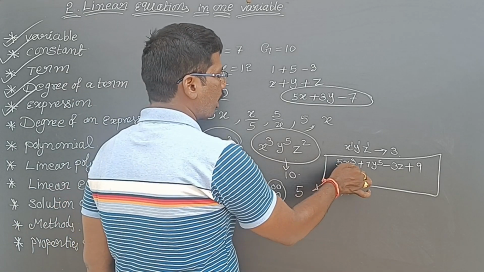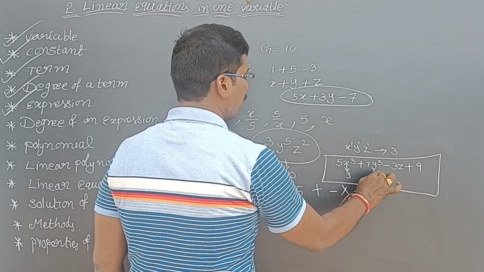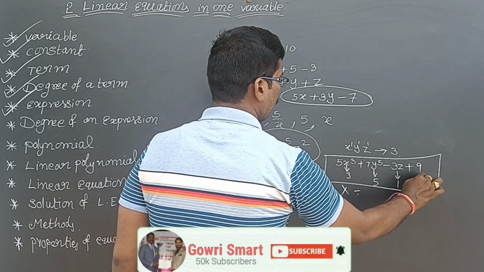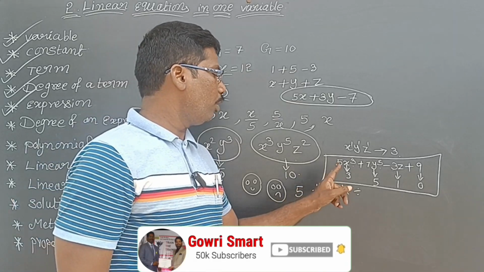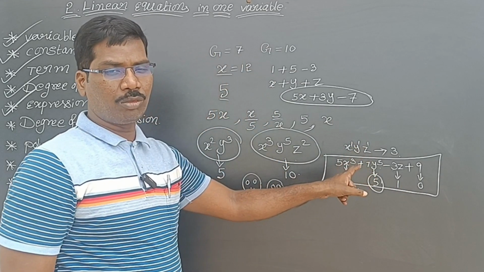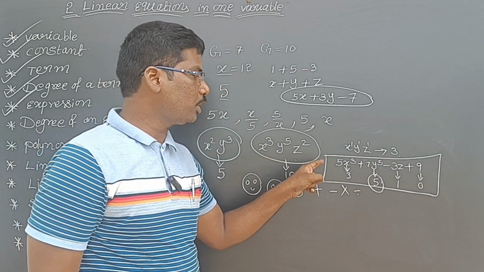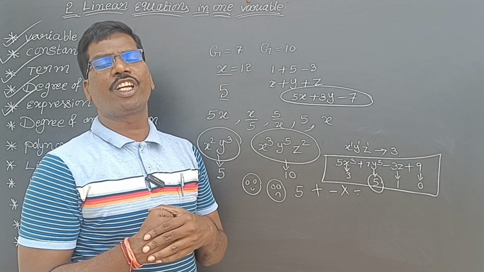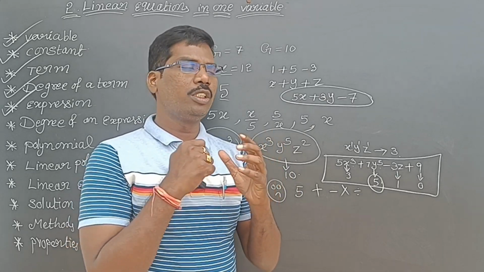See here, 5x cube, this degree is 3. 7y to the power of 5, this degree is 5. 3z, this degree is 1. 9, there are no variables, so 0. So out of 3, 5, 1, 0, 5 is the highest degree of a term. So the degree of the algebraic expression is 5. The highest degree of a term is called the degree of the algebraic expression.